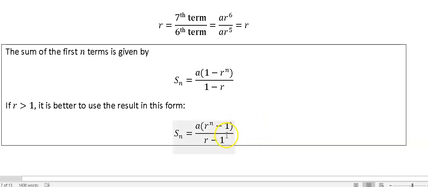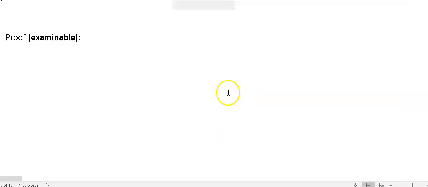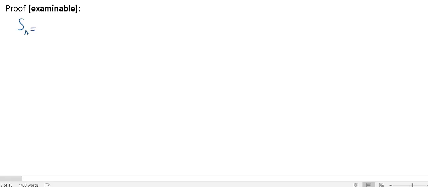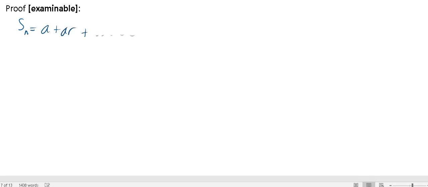Okay, we're going to look at the proof now of how we actually find this thing here. Much like our proof for the arithmetic progression sum, we're going to write out the sum of the first n terms the long way. So the sum of the first n terms, we've got a plus ar plus, I'm just going to write the first 2, and then I'm going to leave a gap, and then I'm going to write the last 2. So I'm going to have ar to the n minus 2, and my last term would be ar to the n minus 1. I'm going to call that equation 1.